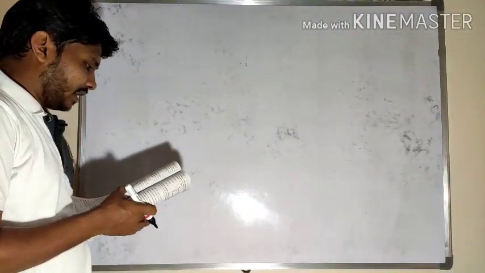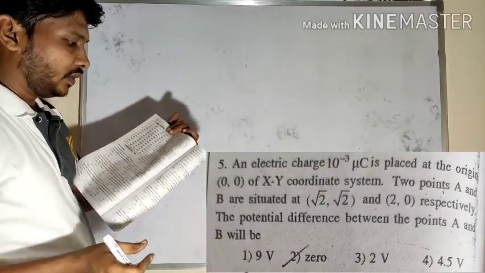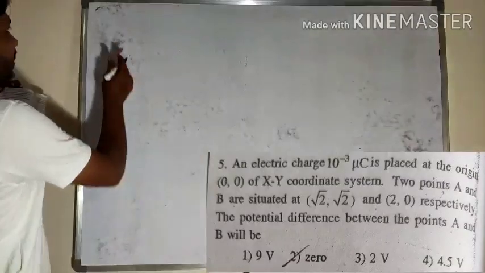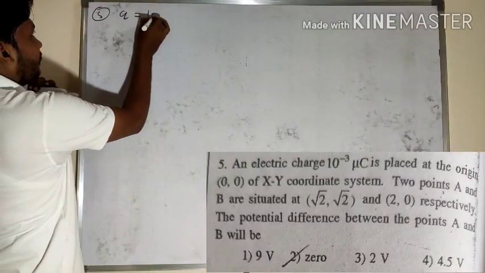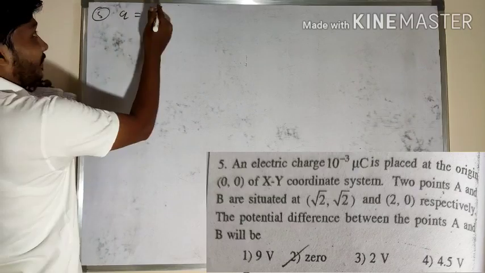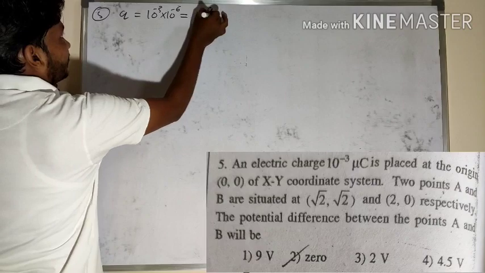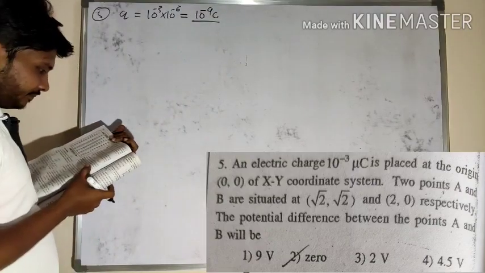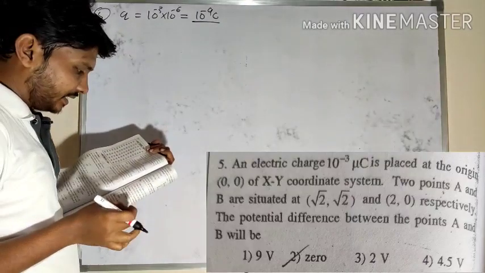An electric charge 10 to the power of minus 3 microcoulomb is placed at the origin. So what's the magnitude of the charge here? Q is equal to 10 to the power of minus 3 microcoulomb. So 10 to the power of minus 6 here, so 10 to the power of minus 9 coulomb is placed at the origin of the xy coordinate system.